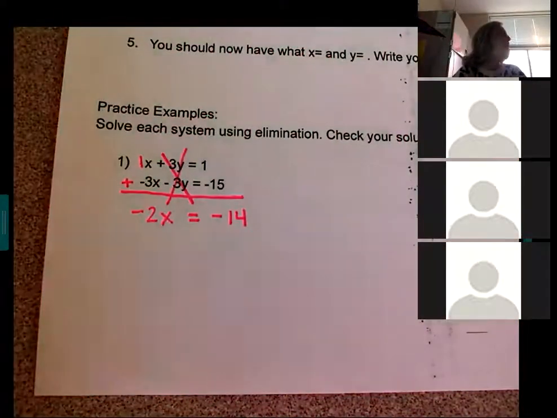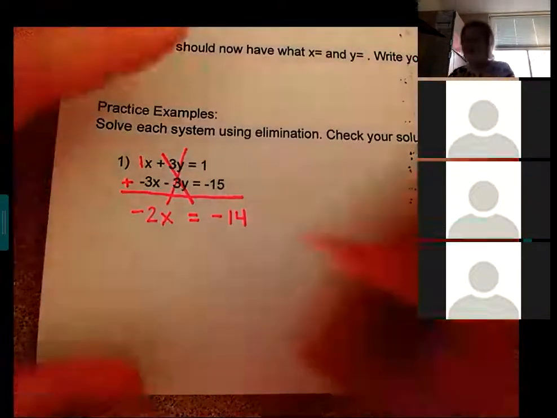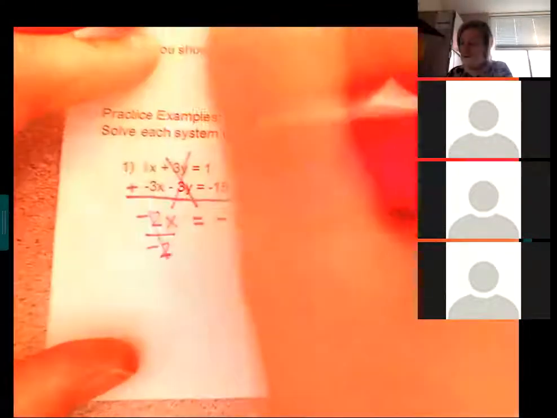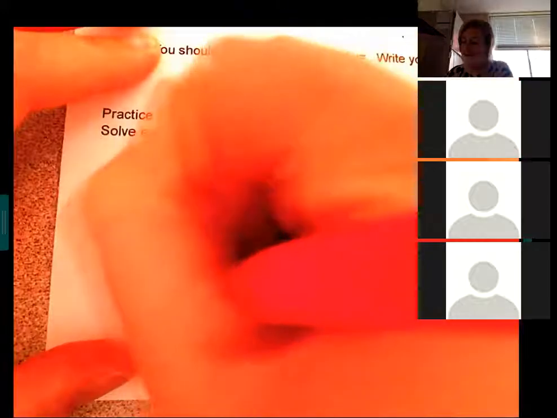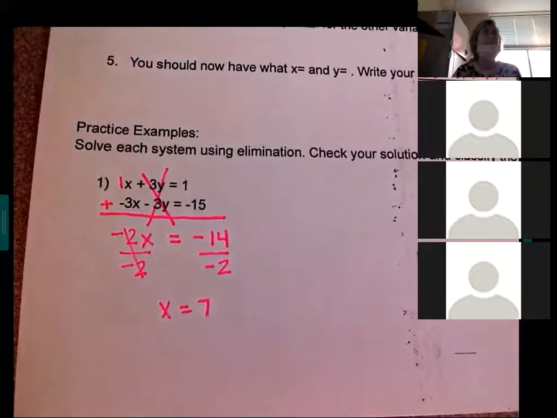Yes, it is. So what is x? Good. You divide by negative 2. Yes, I love this method. I told you. I don't lie to y'all. Usually Miss Poole likes the easier ways. I don't.